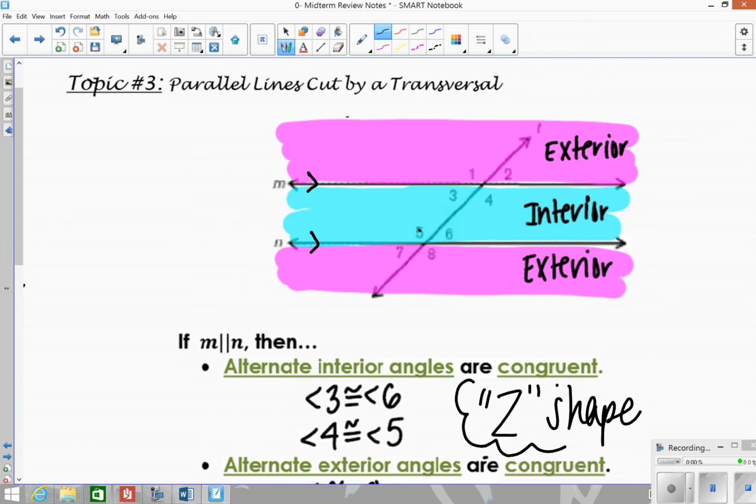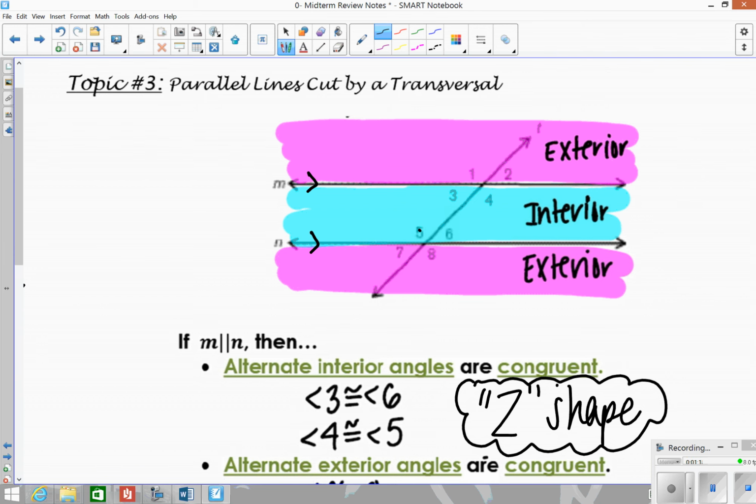Alternate interior angles are probably the most common in triangles, and you're going to see them a lot throughout the year. So the Z shape, look for that. You see the Z shape here between the 4 and the 5. It's kind of a backwards Z. But that tells me that if the lines are parallel, well, then those angles are congruent.